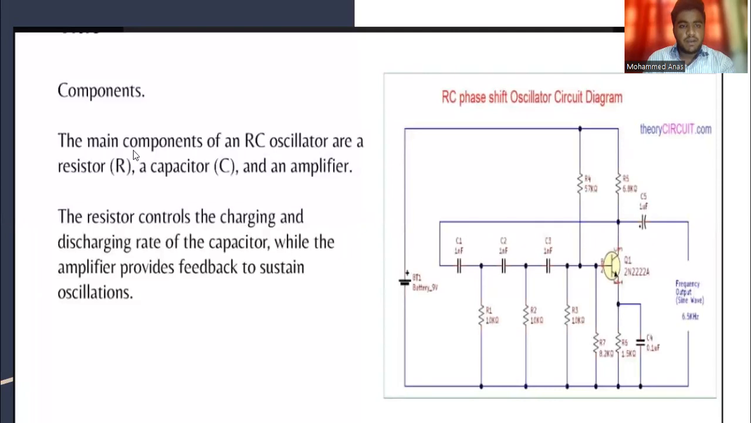Components. The main components of an RC oscillator are the resistor R, a capacitor C, and an amplifier. The resistor controls the charging and discharging rate of the capacitor, while the amplifier provides feedback to sustain oscillations. This is the RC phase shift oscillator circuit diagram.